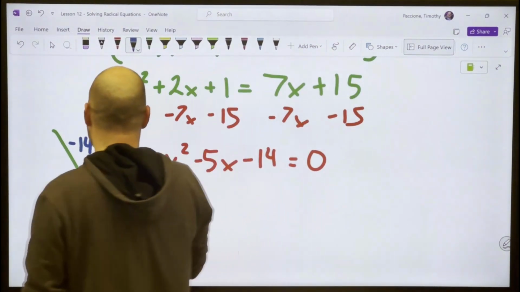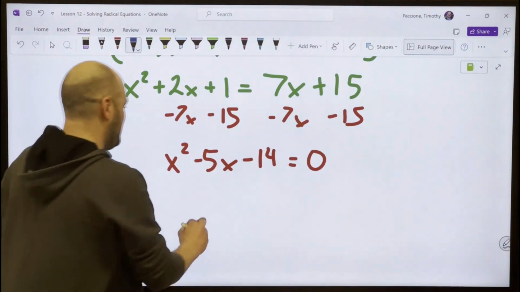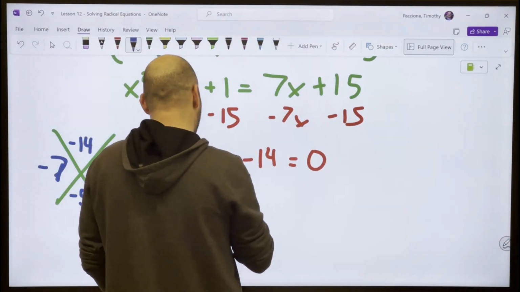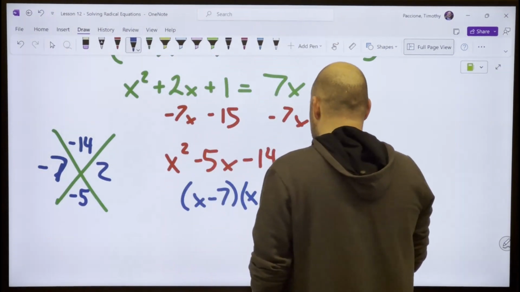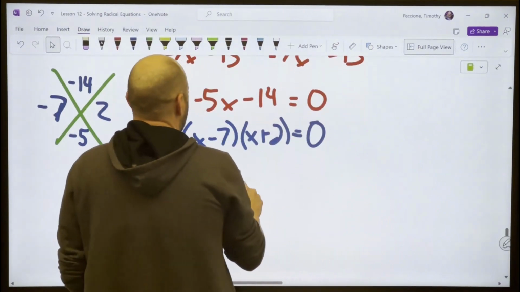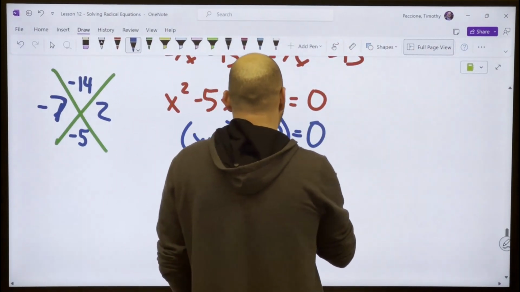It's so much more work than -7 and 2. Like, it's so much easier. X minus 7, x plus 2. You'd rather go x equals -b plus or minus square root b squared minus 4ac all over 2a. I mean, I'm happy that you like math.